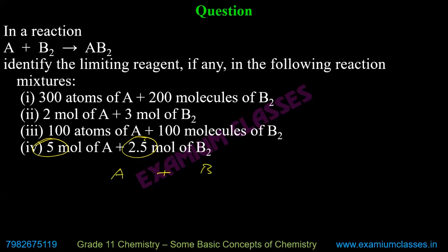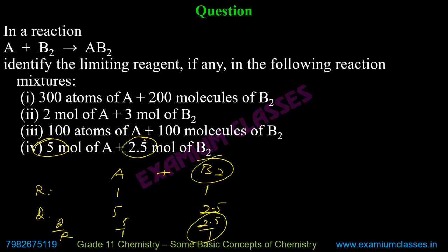So A plus B2 requires 1 mole, 1 mole. In the question, 5 moles, 2.5 moles. Q by R, 5 by 1, 2.5 by 1. B2 is the limiting reagent.